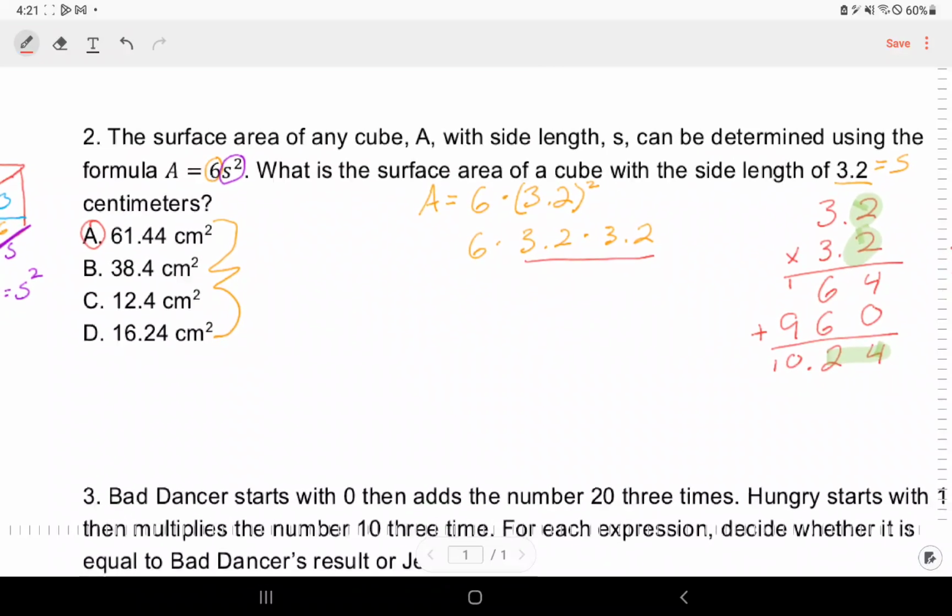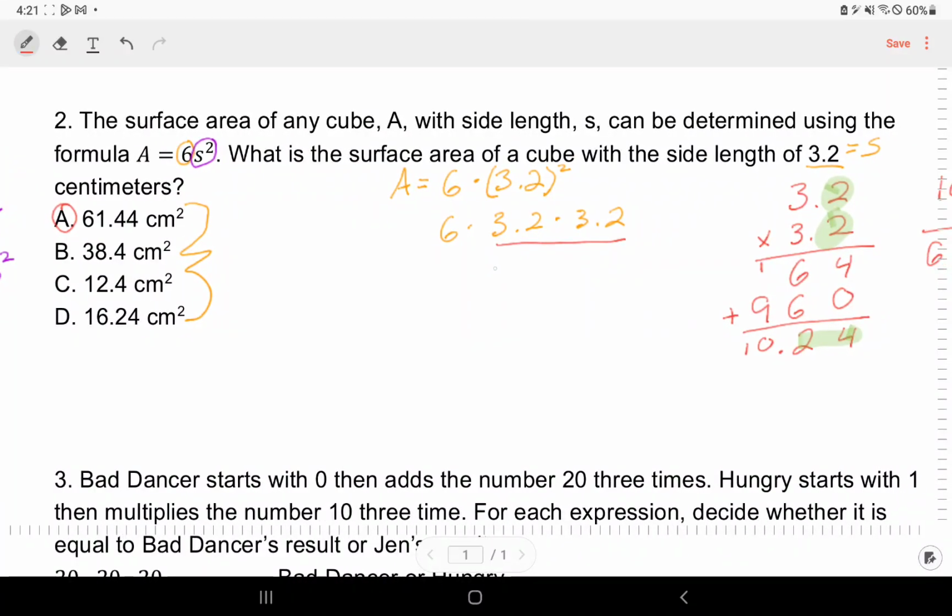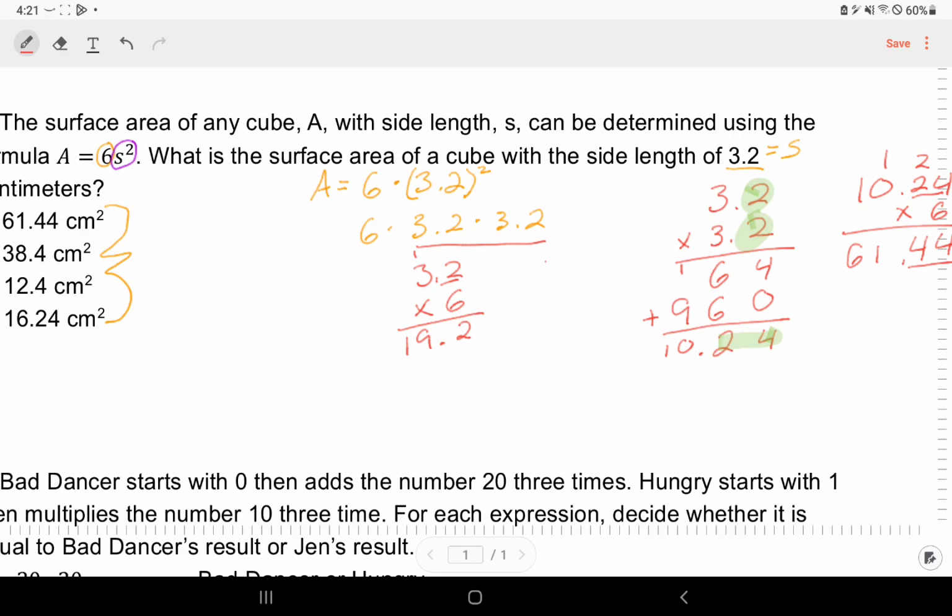Now, we could have also done 3.2 times 6 and said 12, carry 1. 6 times 3 is 18, plus 1 is 19. 1 number after the decimal, so 1 decimal. And then done 19.2 times 3.2.